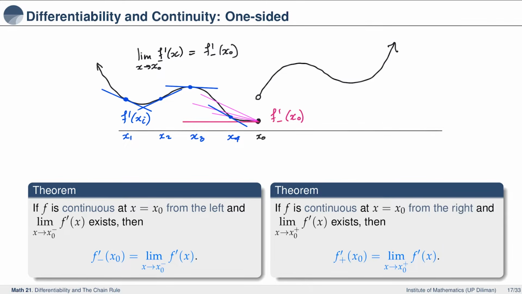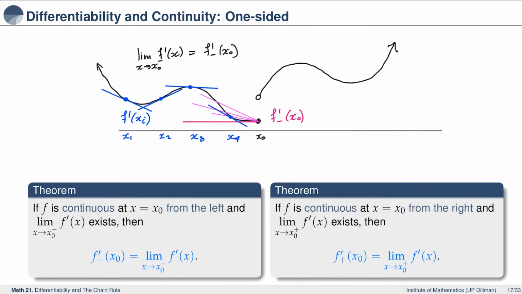Moreover, if we know that the function is continuous from the right and the limit of the derivatives as x approaches x naught from the right exists, then we can also say that the right-hand derivative at x naught is equal to the limit of the derivatives as x approaches x naught from the right. Now remember that the assumption here is it has to be continuous from the left if we're taking the left-hand derivative, or it has to be continuous from the right if we're taking the right-hand derivative.